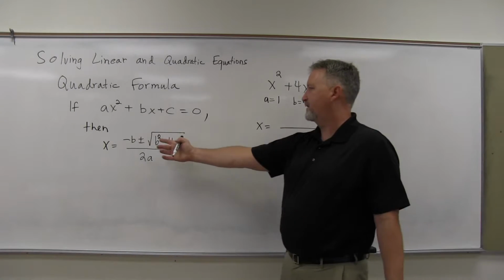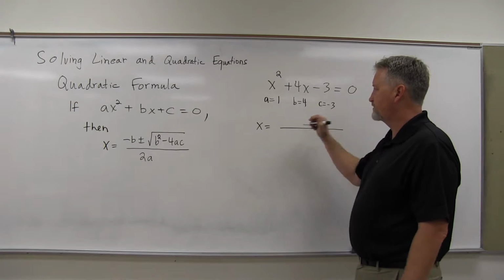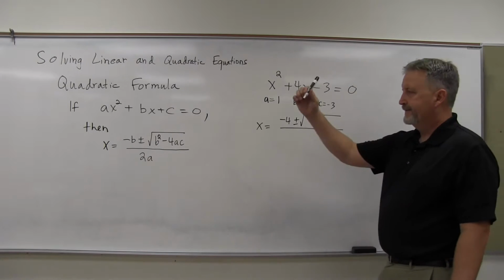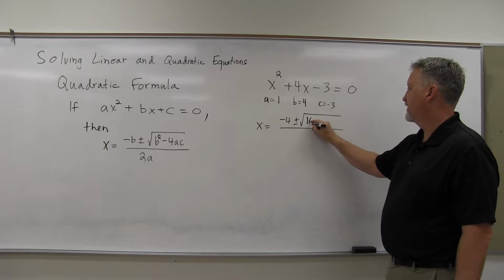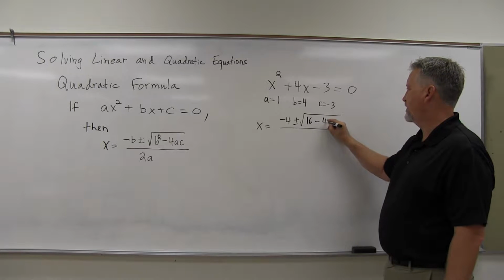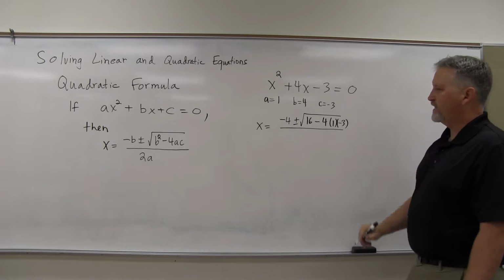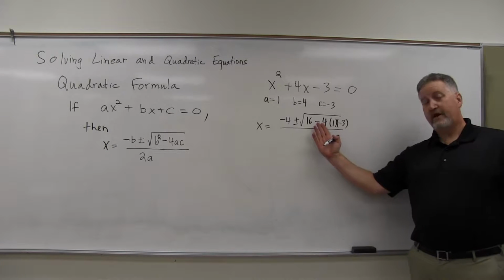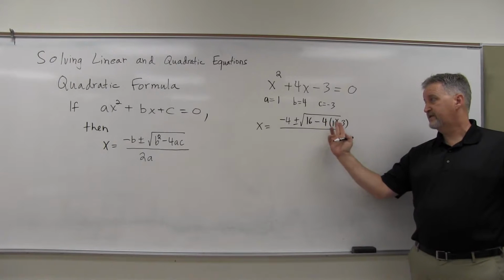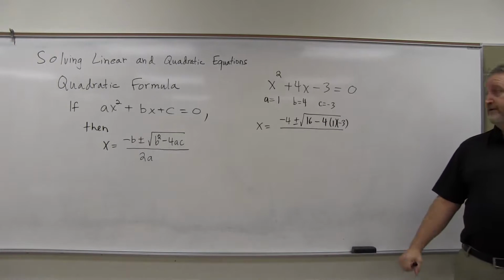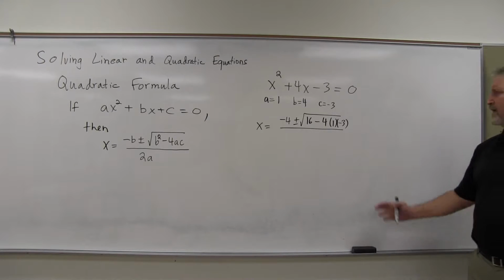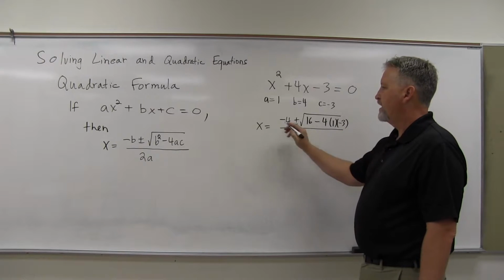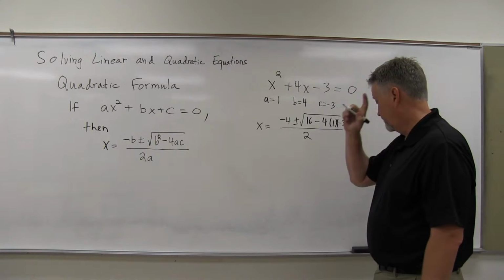x equals, the way I look at it, the opposite of b. So b is 4, so the opposite of that is negative 4. Plus or minus the square root of, then you square b, so b squared would be 16. And then you've got minus 4ac. I like to write that 4ac out because there are sign issues a lot of times. Sometimes you subtract the 16 and the 4ac, and sometimes you add. So I like to write those out to see the signs. It's 4 times 1 times negative 3 for 4ac. And then 2 times a, 2 times the 1, so that's just going to be 2.